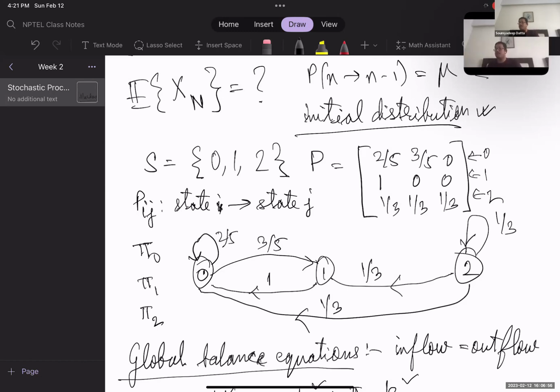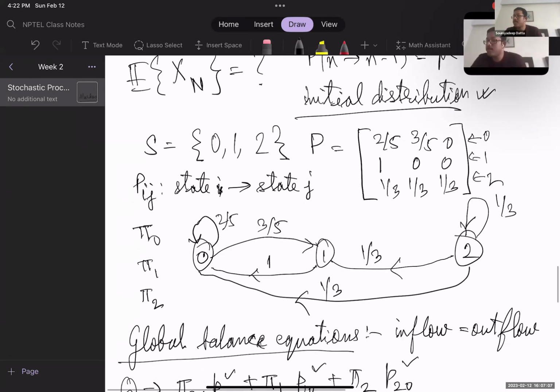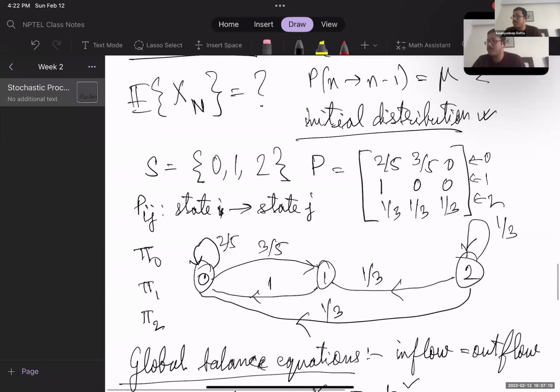Yeah, you are right in a way that 1 is transient, because let's see what is the probability of coming back to 1, as you were mentioning. It's P01 plus P21. So that's 3 by 5 plus 1 by 3. What's this value? 0.6 plus 0.33, so 0.93. It's still less than 1. So yes.